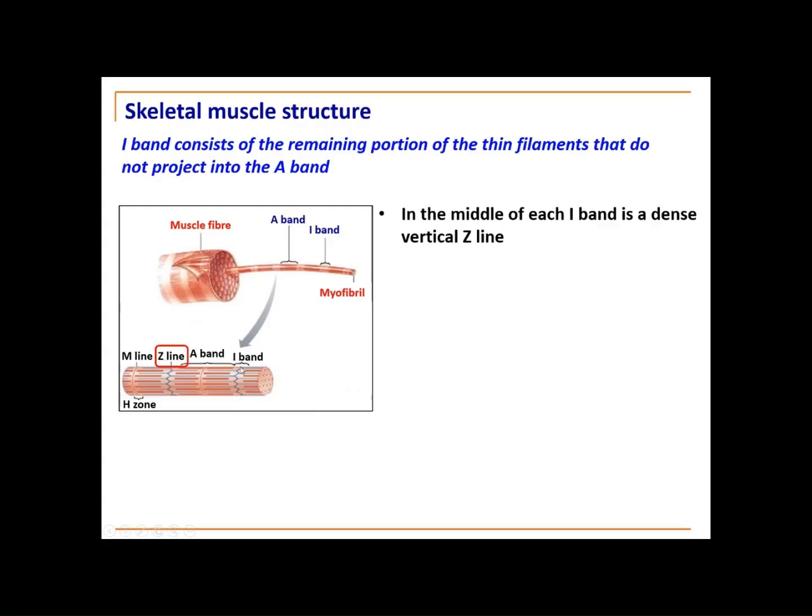And in the middle of each of these I bands, you can see this kind of Z-shaped thing, and that's a vertical Z line. And the Z line is basically a flat cytoskeletal disc that connects the thin filaments of two adjoining sarcomeres. So this is one sarcomere coming across, and then that's the next one going across. So it's basically a point where the thin filaments are joined together between adjacent sarcomeres. And the sarcomeres are the active components, the smallest component that can perform all the functions of that organ, in this case, skeletal muscle contraction.